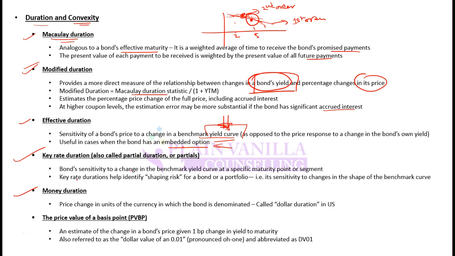Money duration. Key rate duration helps identify shaping risk. Why? Because if the shape of the yield curve is changing, your simple duration measure will not be able to capture it. Why? Because it is giving the same weightage to all the maturities, assuming that the duration at all the levels is the same.